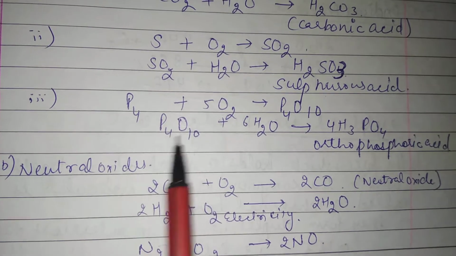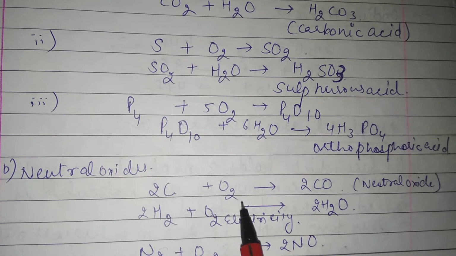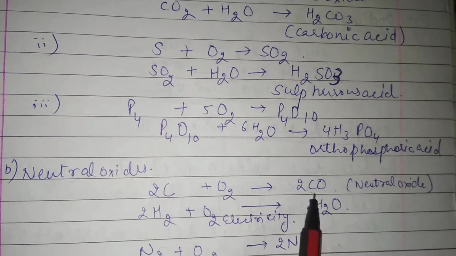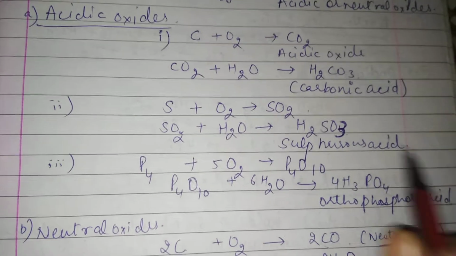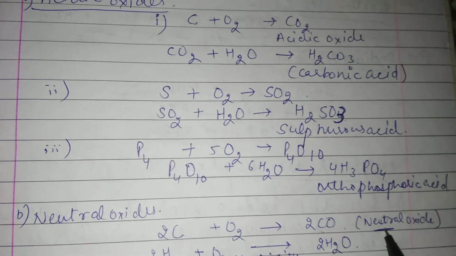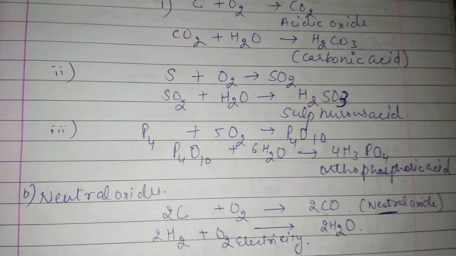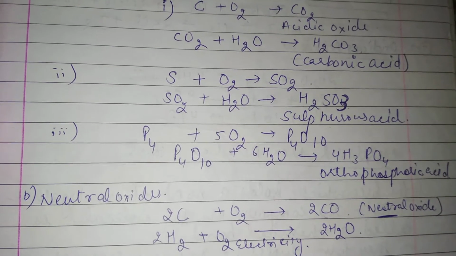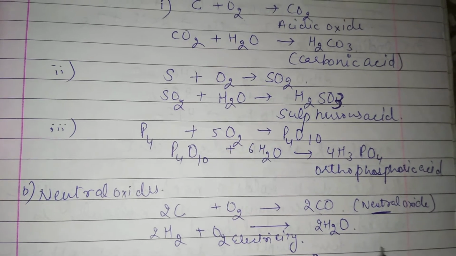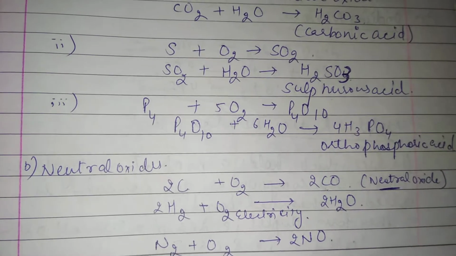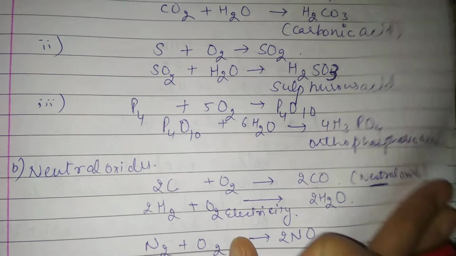Next is a neutral oxide. When carbon combines with oxygen, it will form carbon monoxide, a neutral oxide. The acidic oxide is carbon dioxide gas, and the neutral oxide is carbon monoxide. When hydrogen combines with oxygen and we pass electricity into it, they will form water. Nitrogen, when it combines with oxygen, will form nitrogen oxide gas.